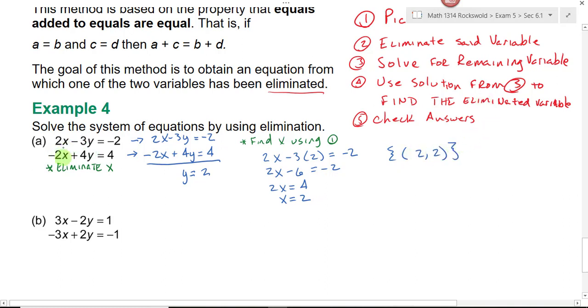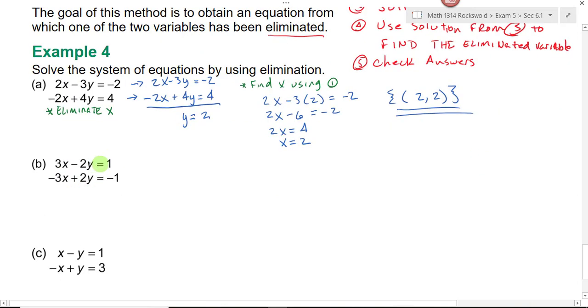And you could do a quick check of this and plug in a 2 for x and a 2 for y, and you'd see that you get 4 minus 6 is negative 2, and negative 4 plus 8 is 4. So this works out, and this would be our final answer. On part B, the first thing I need to do is pick a variable to eliminate. It looks like the x's or the y's would be easy to eliminate.